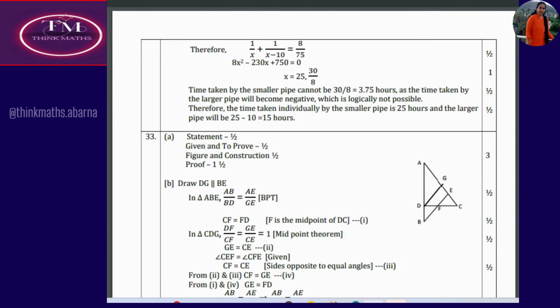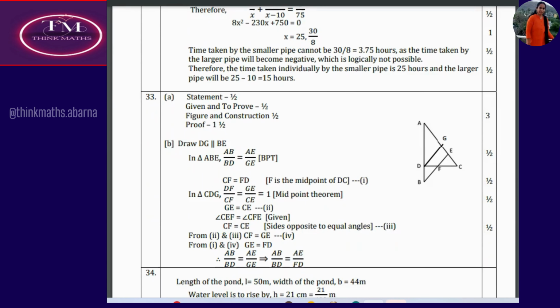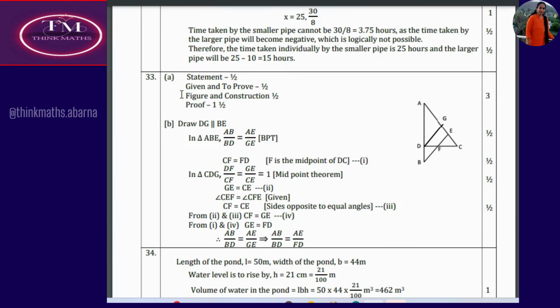The same way, this is state and prove basic proportionality. For statement half, and you have to write what is given, what you have to prove half, and for this figure and construction half and proof will be carrying 1.5. Okay, so totally you will be getting 1 plus 2, and you will be getting 3 marks for this.